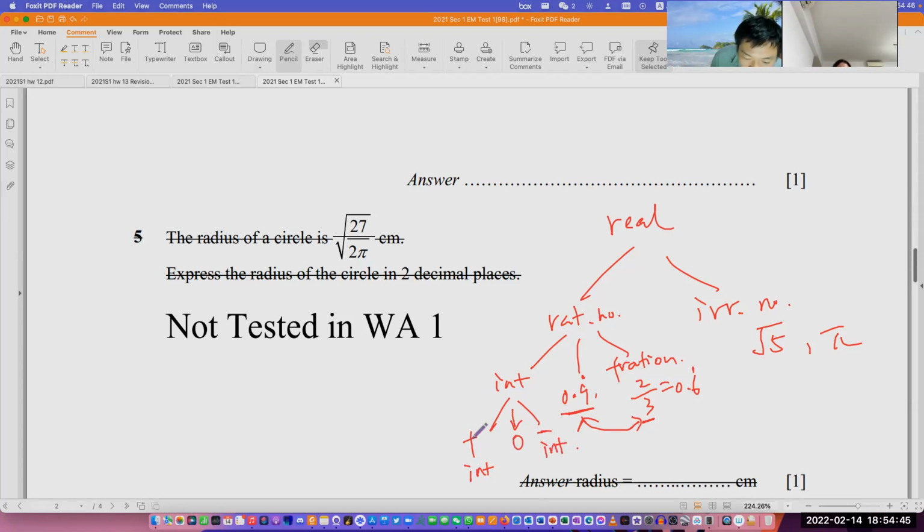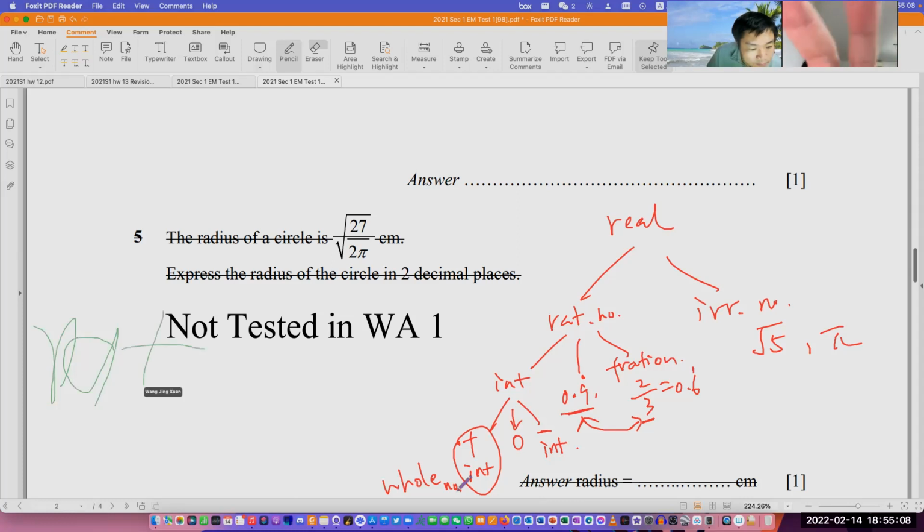So integer, you split to positive integer, then 0, and then negative integer. Okay, so positive integer is called what? Whole number, right? Okay, then of course you have your natural number. Can you go back to your notes? They say what? 1 is a natural number or not? That one I cannot remember. Natural number with the 1 or without the 1. Last time it was natural number versus whole number.